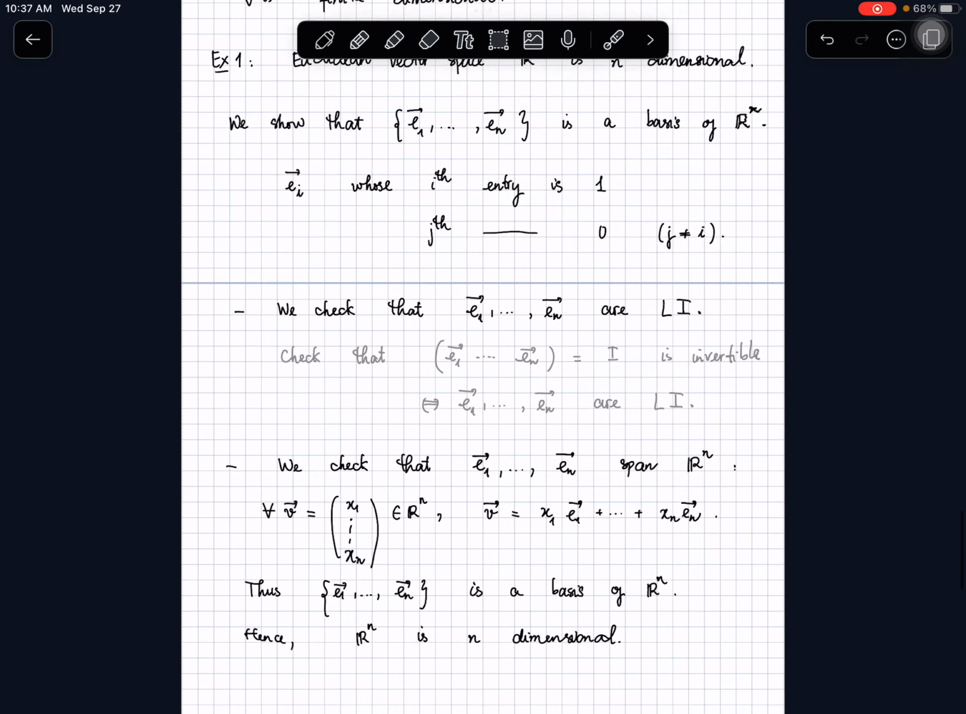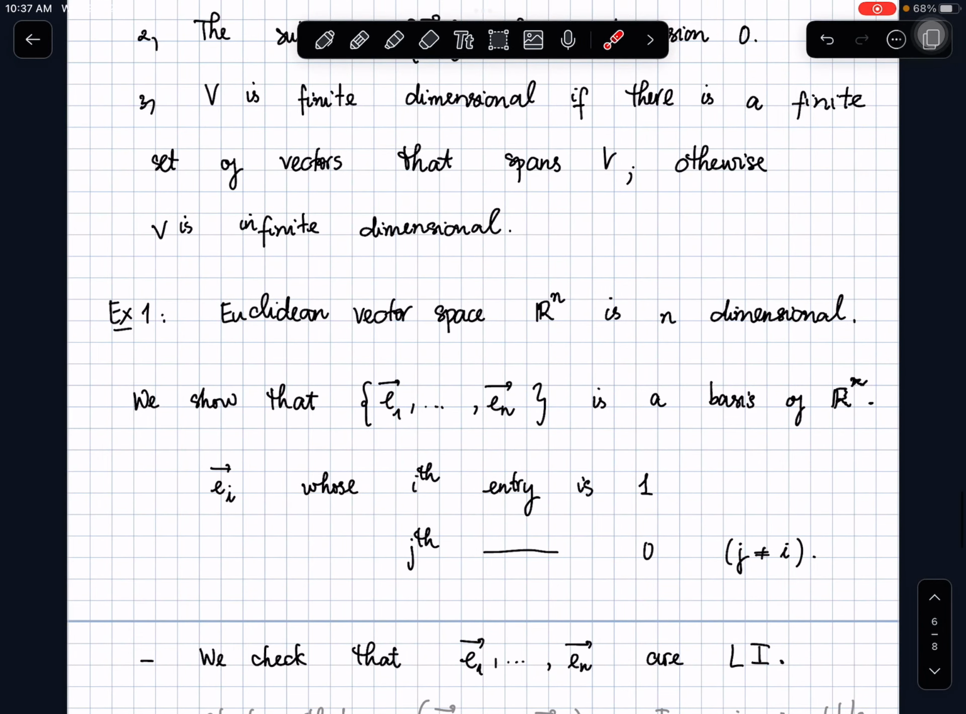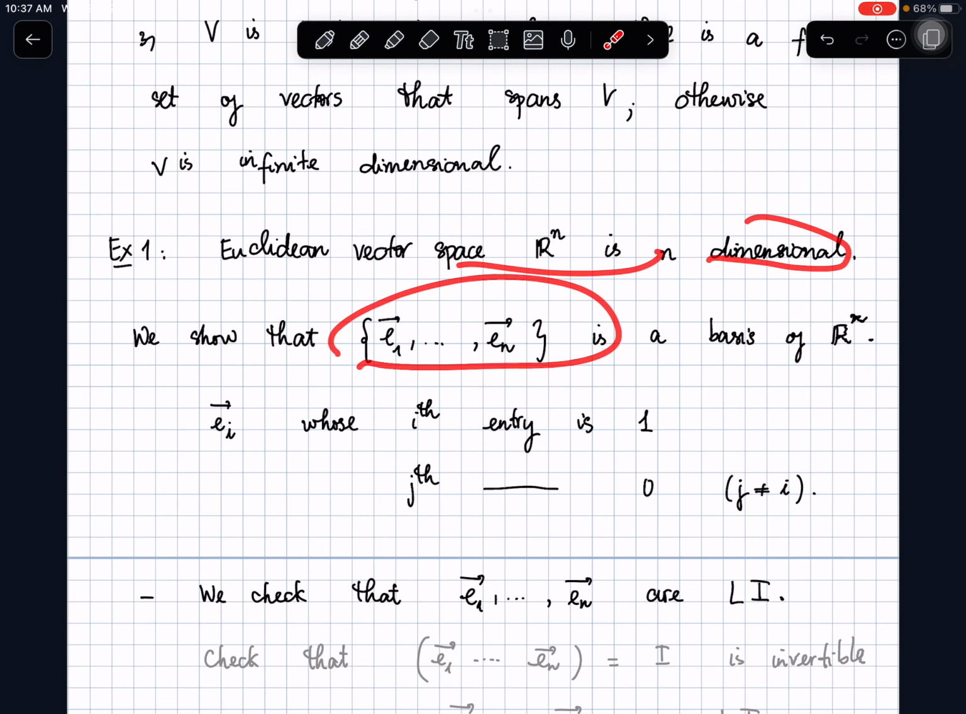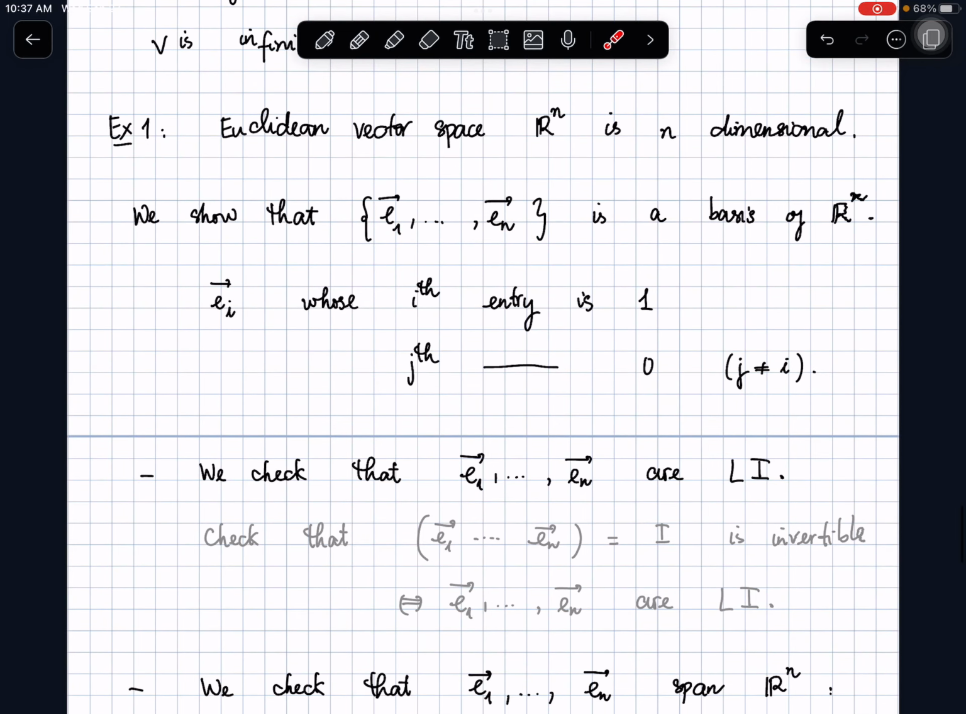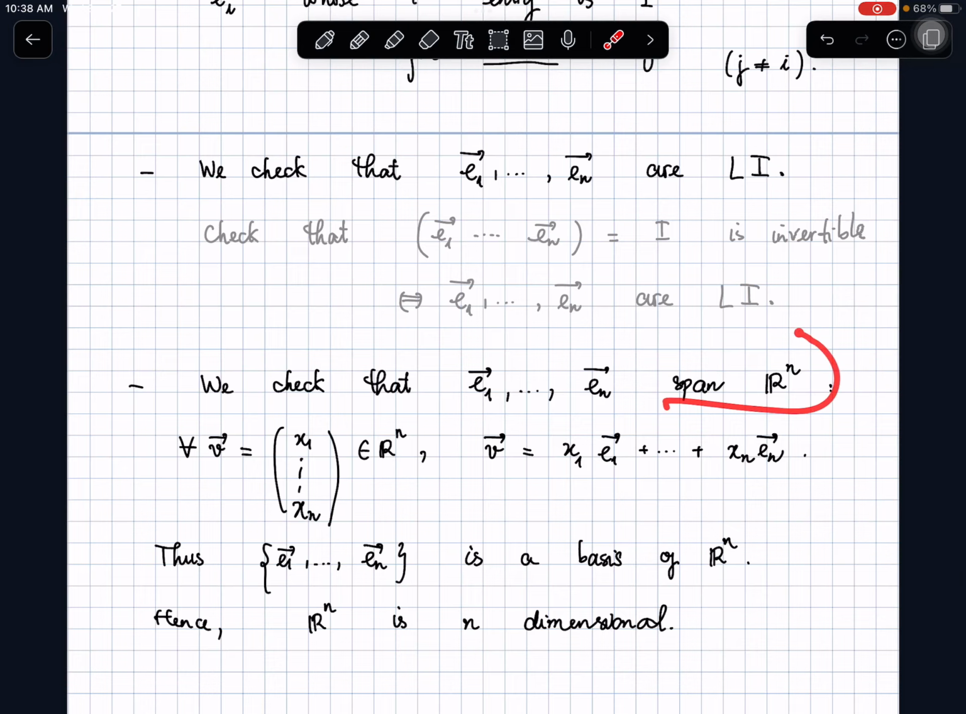So for other similar exercises, we do the same. When we check the dimension of a vector space, we just need to find a basis of that vector space, and the number of vectors in the basis gives us the dimension. And to check the basis, we know we need to check two steps: linear independence and spanning the whole vector space.